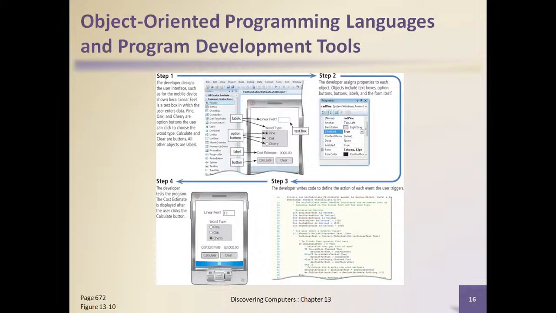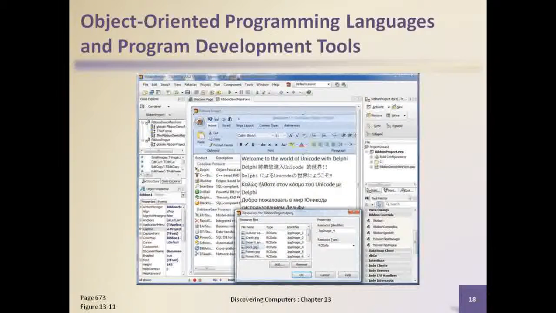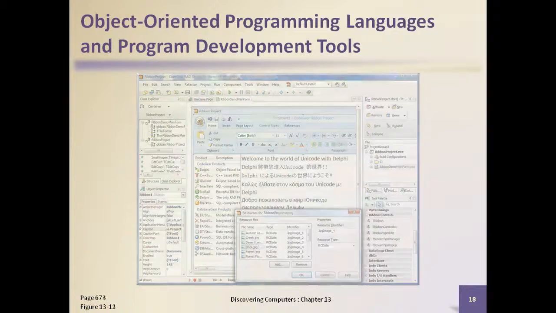Ini contoh gambarnya ya, dari step 1, step 2, step 3, dan step keempat. Kita bisa pelajari sendiri. A visual programming language is a language that uses a visual or graphical interface for creating source code. Delphi is a powerful program development tool that is ideal for building large-scale enterprise and web applications in a RAD environment. Contoh gambarnya.